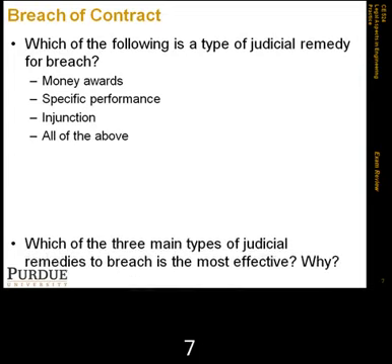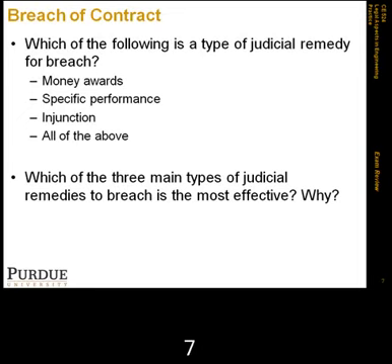This was pretty easy. And second, which of the 3 main types of judicial remedies for breach is the most effective? Remember, we said specific performance, because if someone did not perform, it's viewed as a personal order for that person or entity, and if they do not perform, they could be brought to stand in front of a judge and held in contempt of court, and special penalties and fines can be applied to them as well.